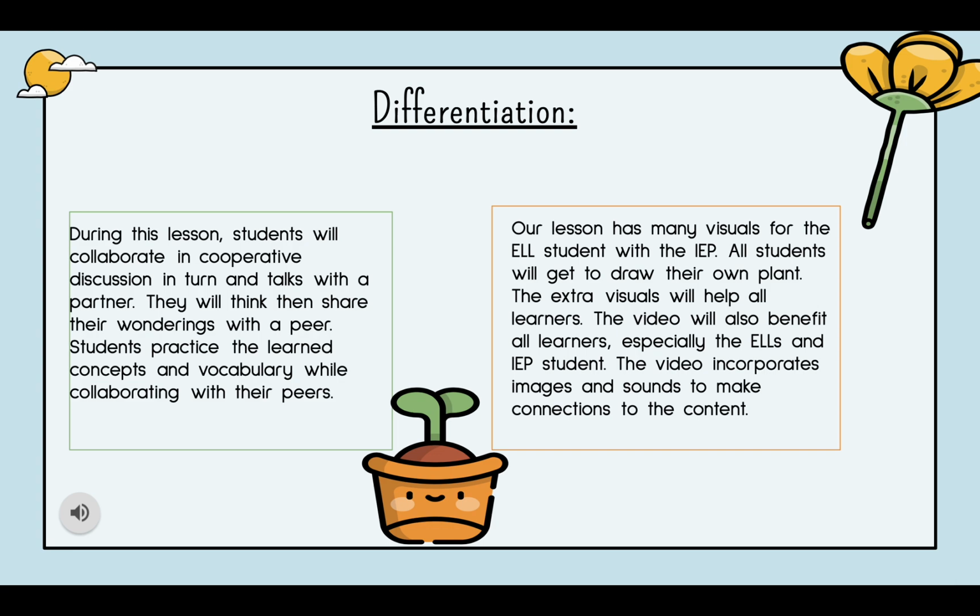This is especially helpful for our student with the IEP who is not good at formulating full, complete thoughts, written or orally. The extra visuals will help all our learners. The video will also benefit all learners, especially the ELLs and the IEP student. The video incorporates images and sounds to make connections to the content.